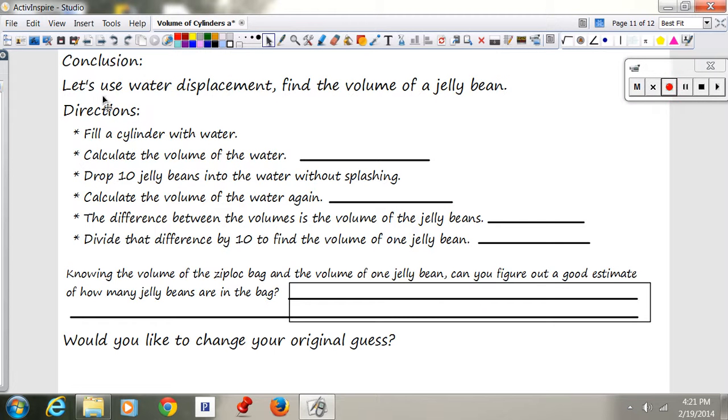And then of course your conclusion: we're going to find the volume of a jelly bean. You're going to follow these steps with your teacher, find the volume of the jelly bean, or at least one jelly bean, and then make an estimate. You could probably make a pretty good estimate as to how many would be in that bag, and you might want to change your guess, but I don't think they're going to let you change your guess at this point.